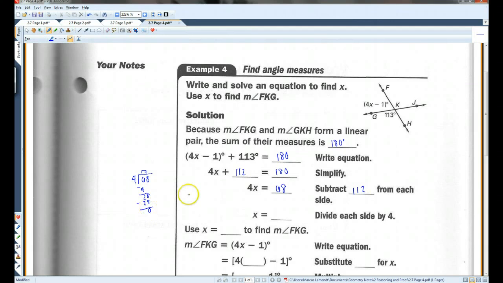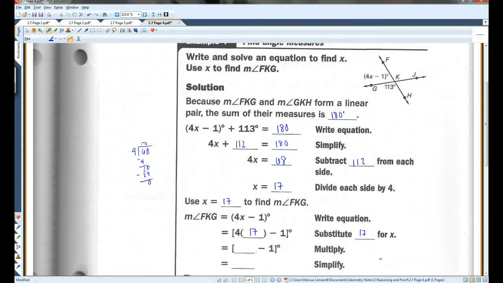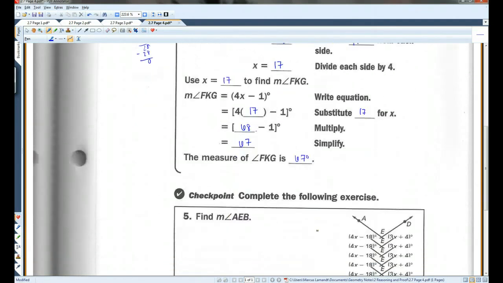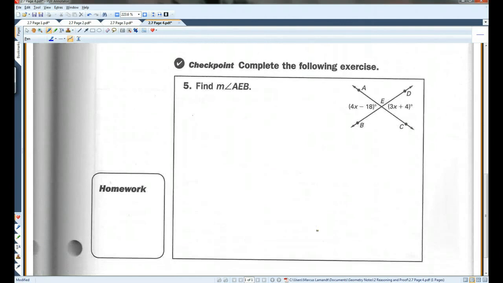You should get 17. So we know that x equals 17, but that's not the end of it. We need to use x to find the measure of angle FKG. That's this angle here. Basically, we just have to plug it in. I'm going to plug in 17 for x. 4 times 17 is 68. 68 minus 1, 67. So the measure of angle FKG is 67 degrees. Alright, and you guys can do this checkpoint. That's all for today.